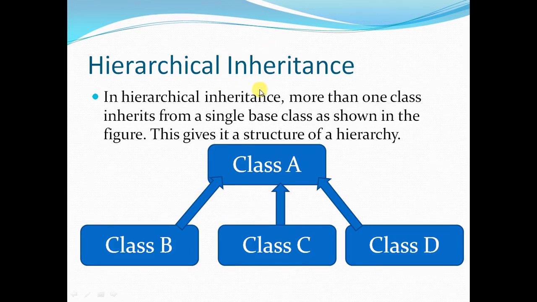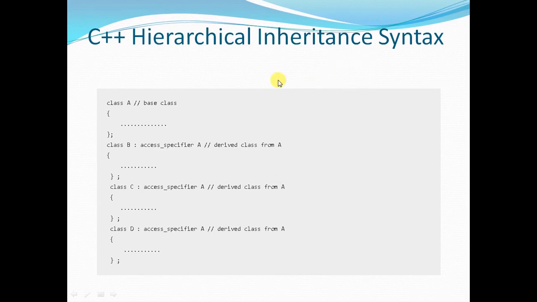Hierarchical inheritance. In hierarchical inheritance, more than one class inherits from a single base class, as shown in the figure. Class B, class C, and class D can access the properties of class A. So, class B, class C, and class D are subclasses or derived classes, and class A is a base class or parent class. This gives it a structure of hierarchy. This is the syntax of hierarchical inheritance. Class A is a base class, class B is a derived class, class C is also a derived class of class A, and class D is also a derived class from class A.